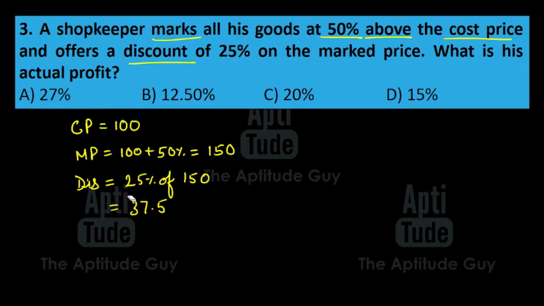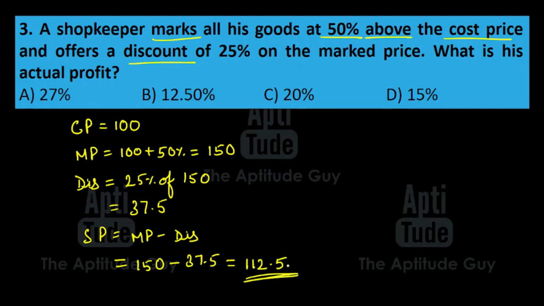Now, what is his actual profit? To find the actual profit, we also need to find the selling price, right? We have marked price, we have discount, so let's find the selling price. Selling price is equal to marked price minus the discount. Marked price is 150 minus the discount is 37.5. That is equal to 112.5. Now looking at this number itself, you should get to know that the answer should be 12.5 because the cost price is 100, the selling price is 112.5.